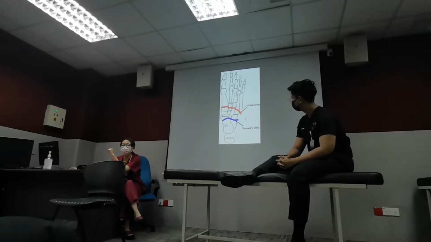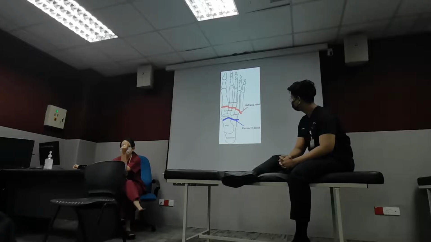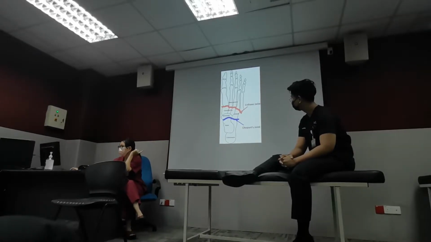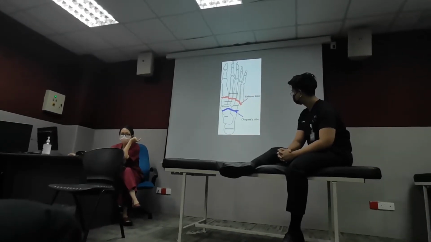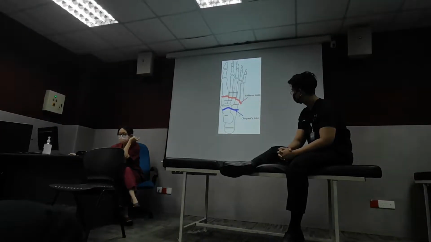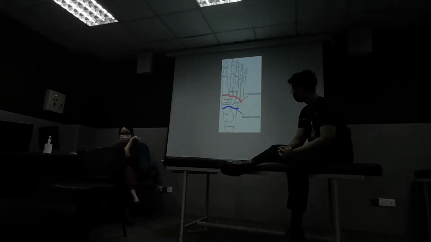How many carpal bones do you have? 8. How many tarsal bones do you have? 7. Okay, so the 2 main tarsal bones are the talus that articulates with the tibia, and then underneath the talus is the calcaneum, which is your heel bone.